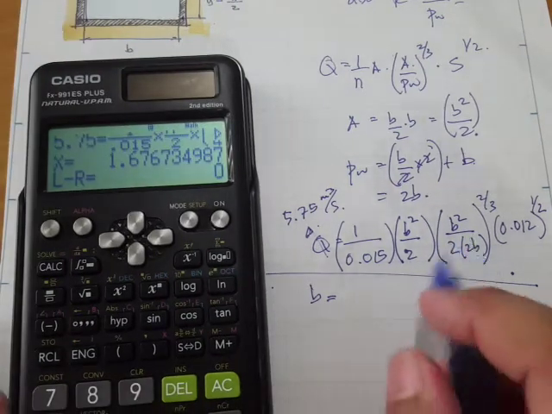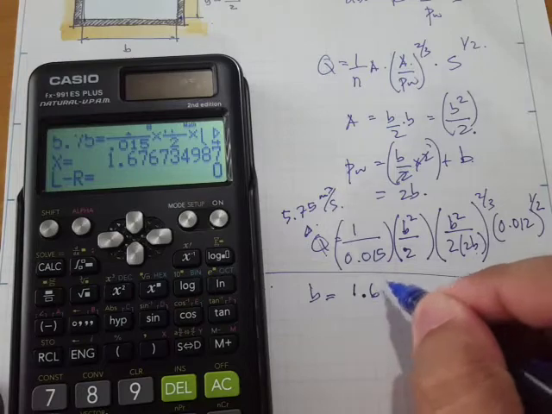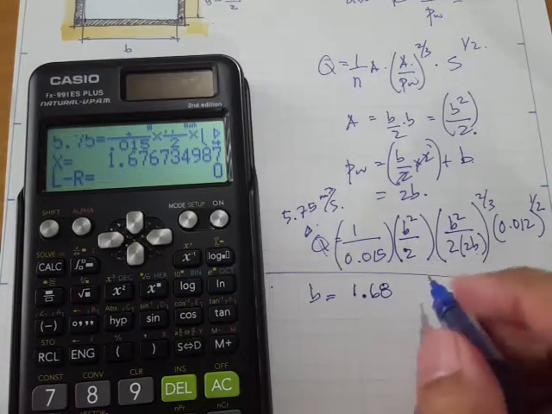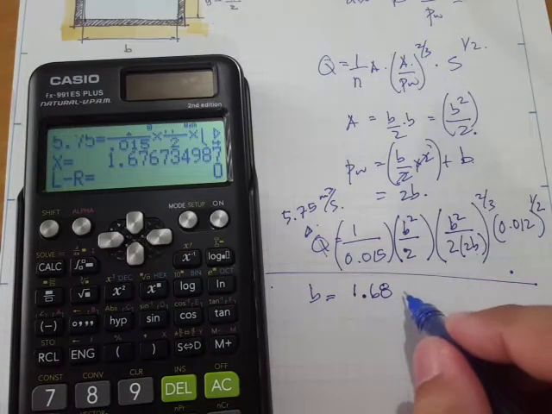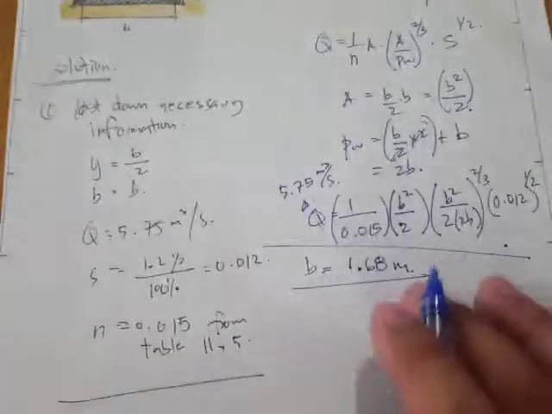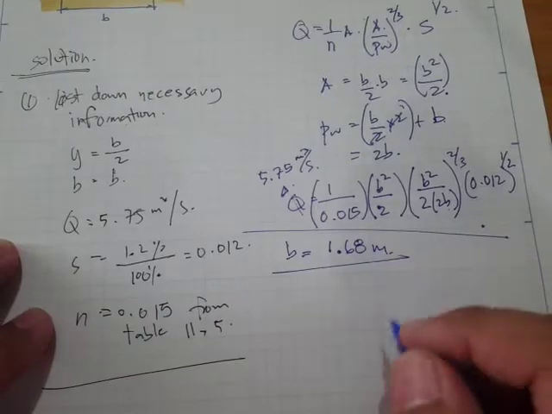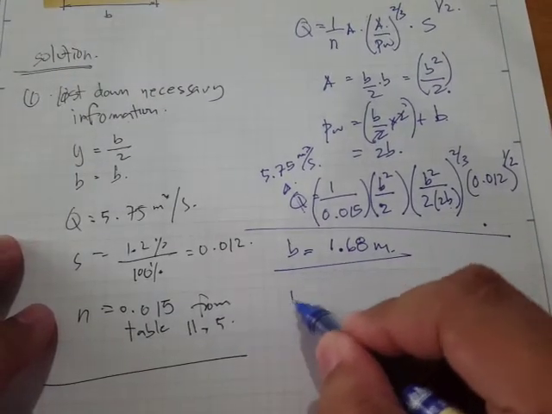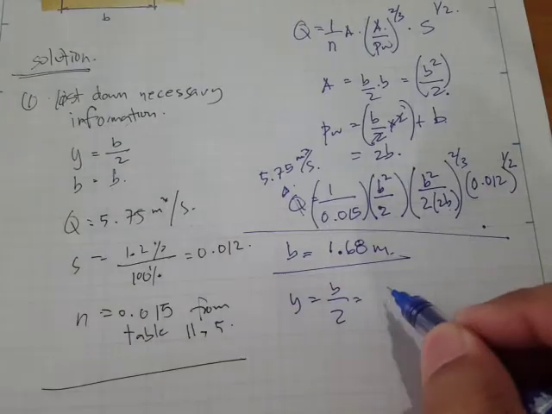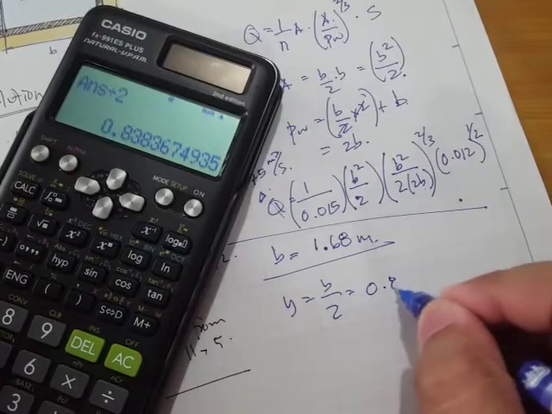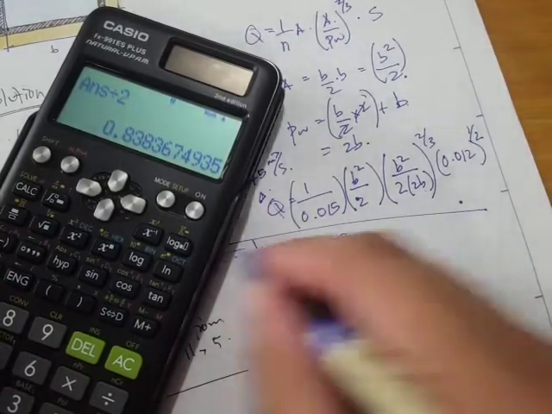So I think we have 1.67 or 68, 1.68 meters. So if that's our bed width, then our depth would be y equals b over 2. So this is divided by 2. This is just 0.83 meters. Right, so that's it. Okay, next one, we'll do another problem.